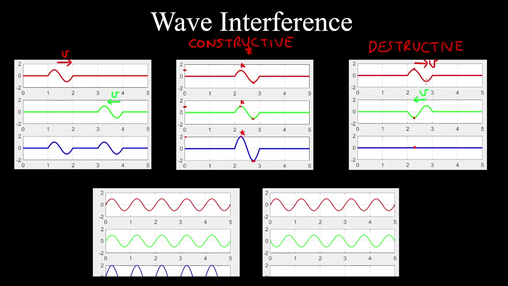So for example here, we have -1 plus 1 gives 0, and 0 plus 0 is 0. So these pulses have effectively cancelled each other out. And as we saw in the simulation, these pulses travel through each other. So after they interfere, they proceed in the direction that they were traveling.